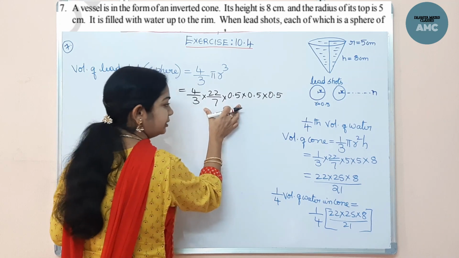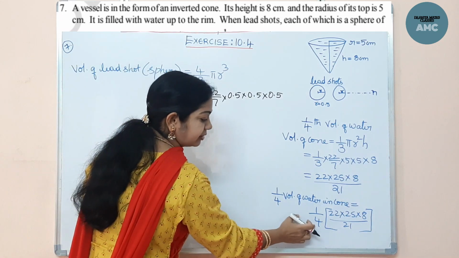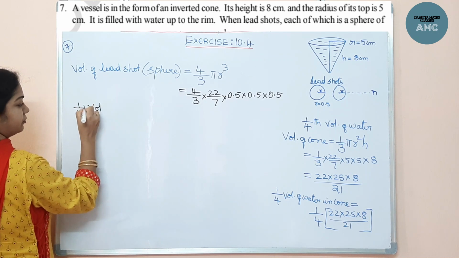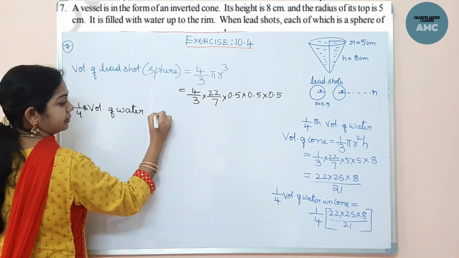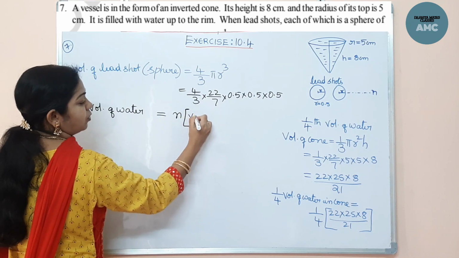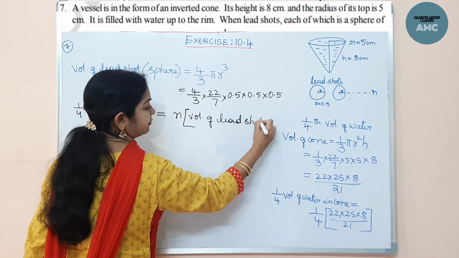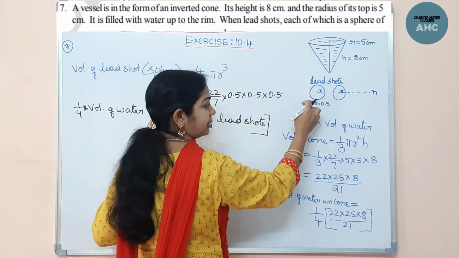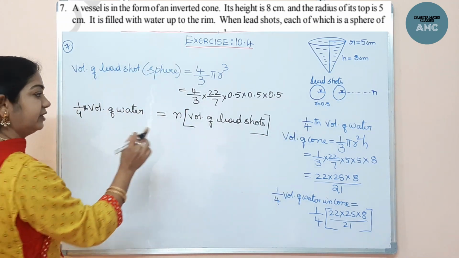So this volume into how many lead shots? I am supposing n lead shots. Into n should be equated to 1/4 volume of water, is equal to n into volume of lead shots. So this we have to equate. In other problems we were equating one solid figure to the other figure, that volumes were equating, but here the given condition is only 1/4 water is spilled out, so that we have to equate here.